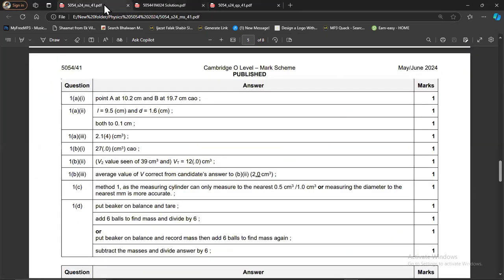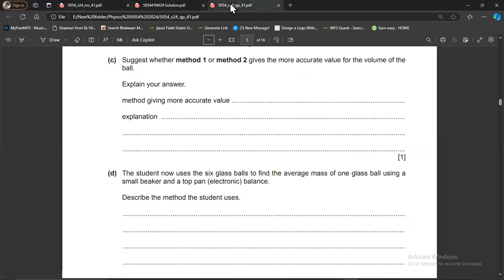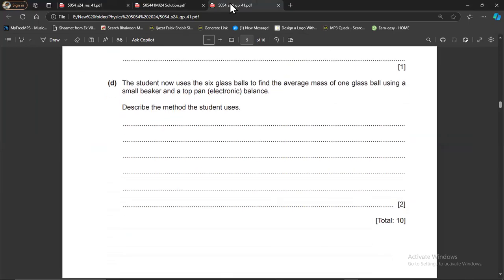Let's check the marking scheme as well. The marking scheme says that method number 1 is more accurate, as the measuring cylinder can only measure to the nearest 0.5 centimeter cube, or some people will say 1 centimeter cube. We said it can measure up to 1 centimeter cube. Or measuring the diameter to the nearest millimeter is more accurate. This is what the marking scheme is saying. I hope you will be able to write a better answer, but our answer, to the best of our knowledge, is this. Okay, so the next question is part D.